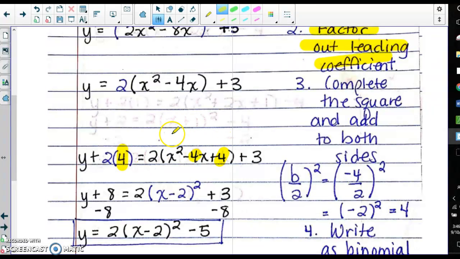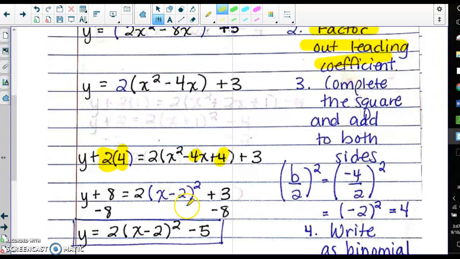So that really makes 2 times 4. So I have to represent that same thing on this side. So the leading coefficient pops up again right here, because we factored it out in the beginning. So you always have to go back and include that when you're adding the number that completes the square to both sides. So we got y plus 2 times 4 equals 2 times x squared minus 4x plus 4 plus 3.